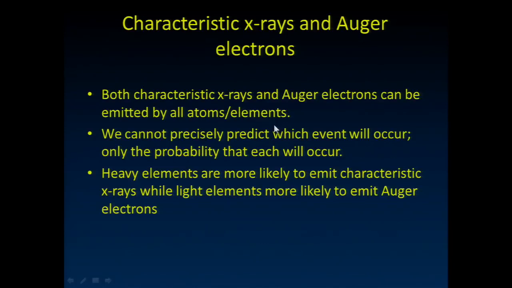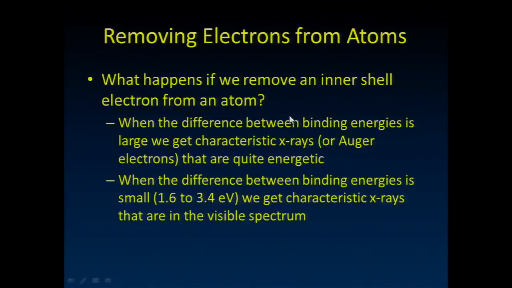We can't predict precisely which event will occur, but for a particular atom, and imparting a particular energy on it, we do know the probability that each will occur. Heavier elements tend to be more likely to emit characteristic radiation, while light elements are more likely to emit Auger electrons. Again, important to us because as biologic tissue, we're predominantly made out of lighter elements.